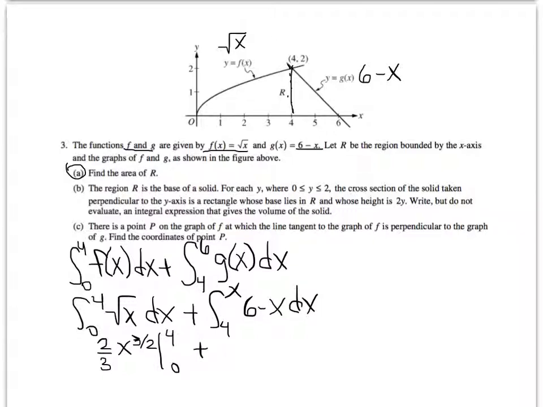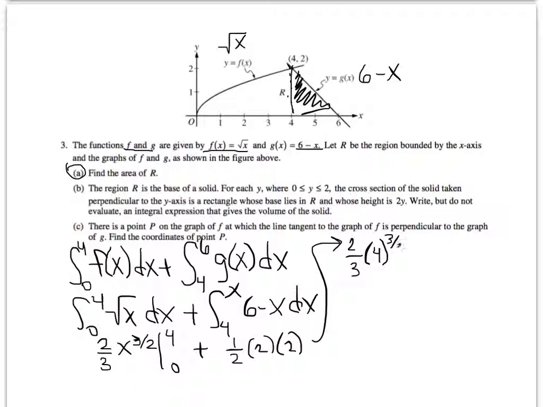Now, on this expression, we could do this two different ways. We could take the antiderivative and evaluate it, or also, since I notice it's a triangle, I could just go 1/2 base times height. So 1/2, the base is 2, and then the height is 2. Might make it a little simpler there. So now I'm going to continue my work right here. So I'm going to have 2/3 of the quantity 4 to the 3/2 minus 2/3 of the quantity 0 to the 3/2. Okay, we like that.